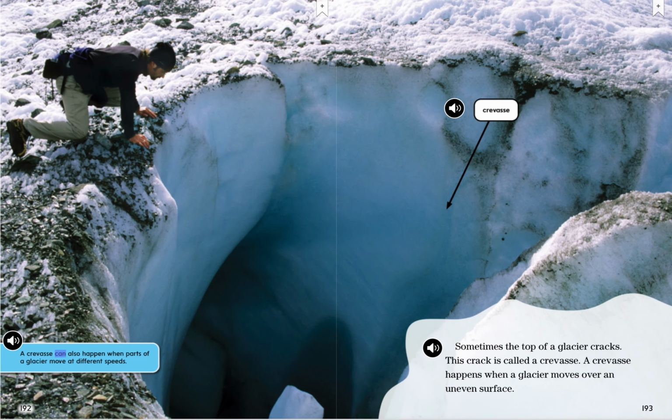A crevasse can also happen when parts of a glacier move at different speeds. Crevasse. Sometimes the top of a glacier cracks. This crack is called a crevasse. A crevasse happens when a glacier moves over an uneven surface.